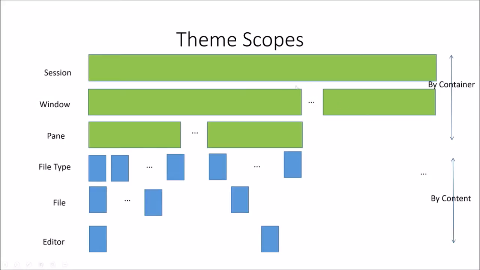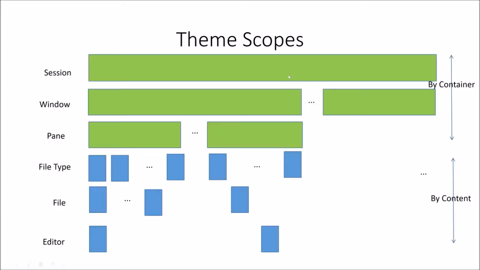So just a quick overview here about different types of scopes. There are basically two categories: by container and by content. So you have a session, okay, so even if you have 3 windows open, that's all one session.